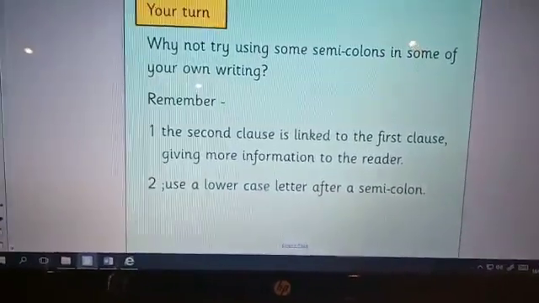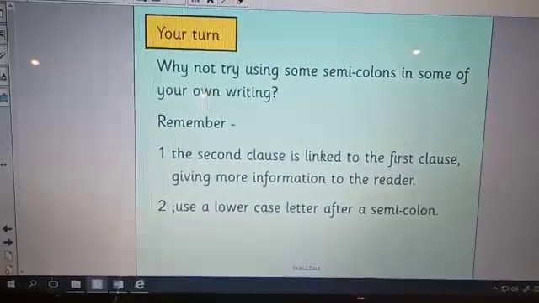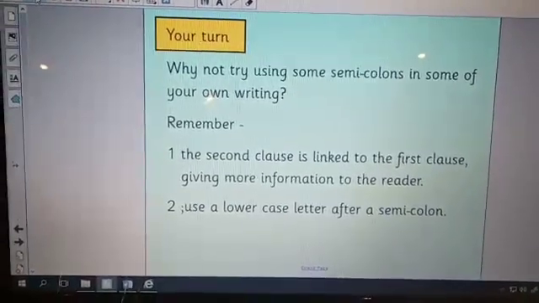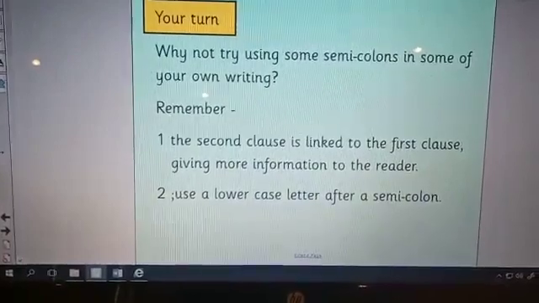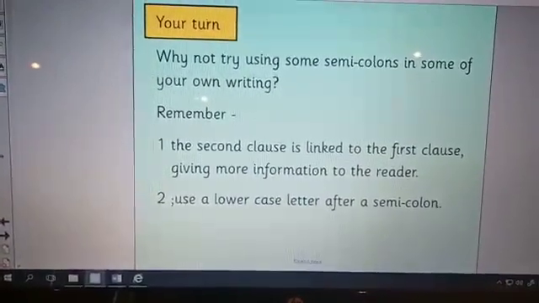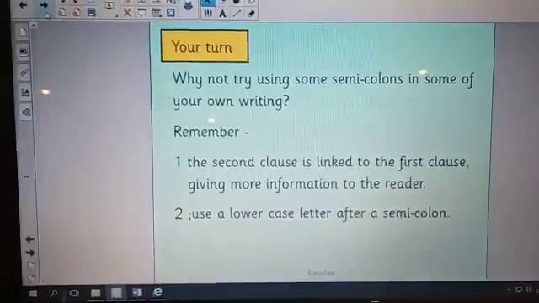Well done. Why not try using some semicolons in some of your own writing? Remember, when you do so, your second clause is going to be linked to the first clause, and you're going to use a lowercase letter after a semicolon.